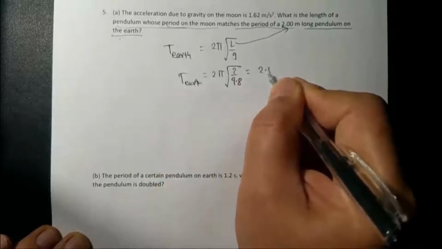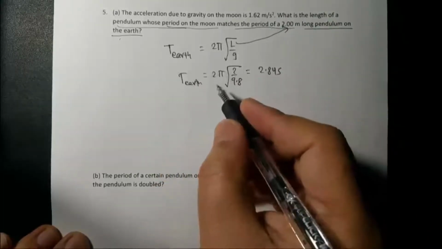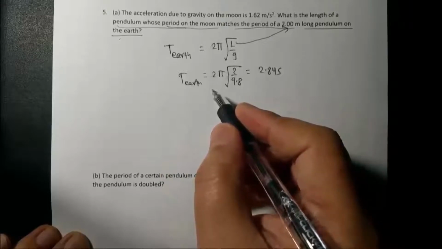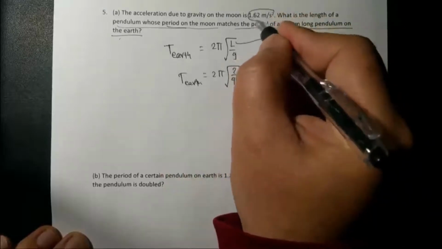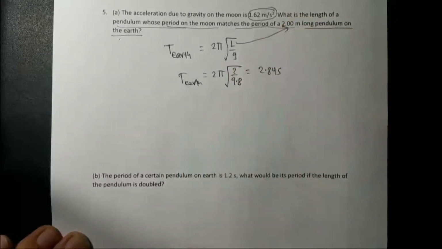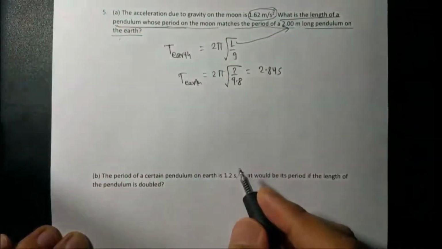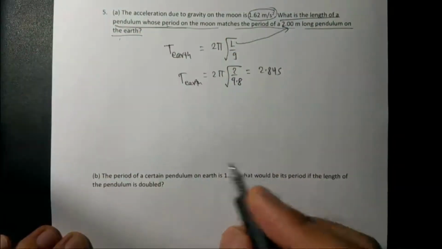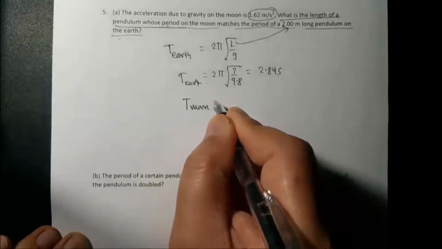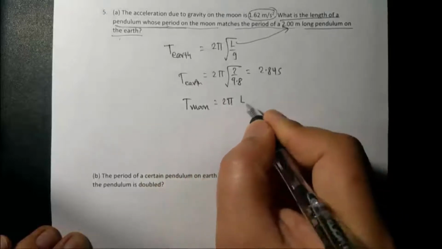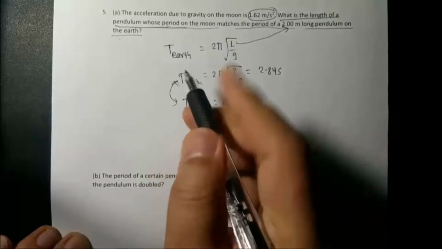So this is 2.84 seconds. It's now asking what would be the length if you do the same experiment on the moon, whose gravity is 1.62. What is the length of the pendulum you need if you do the same thing on the moon, actually having the same time period, right? So T, now do the same thing. We are finding what's the length on the moon needed to have the same time period. This is the same based on the question.